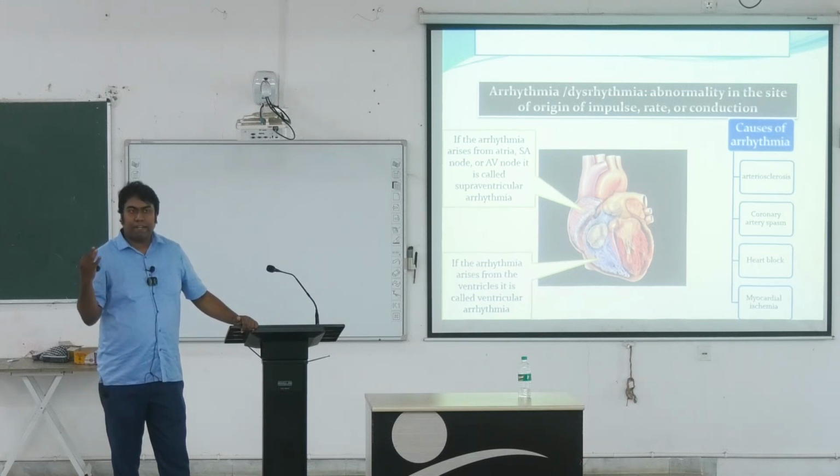What are the first line drugs of angina? Nitrates, beta blockers and calcium channel blockers. Among these three, which one is contraindicated or not used in variant angina? Beta blocker. Why?